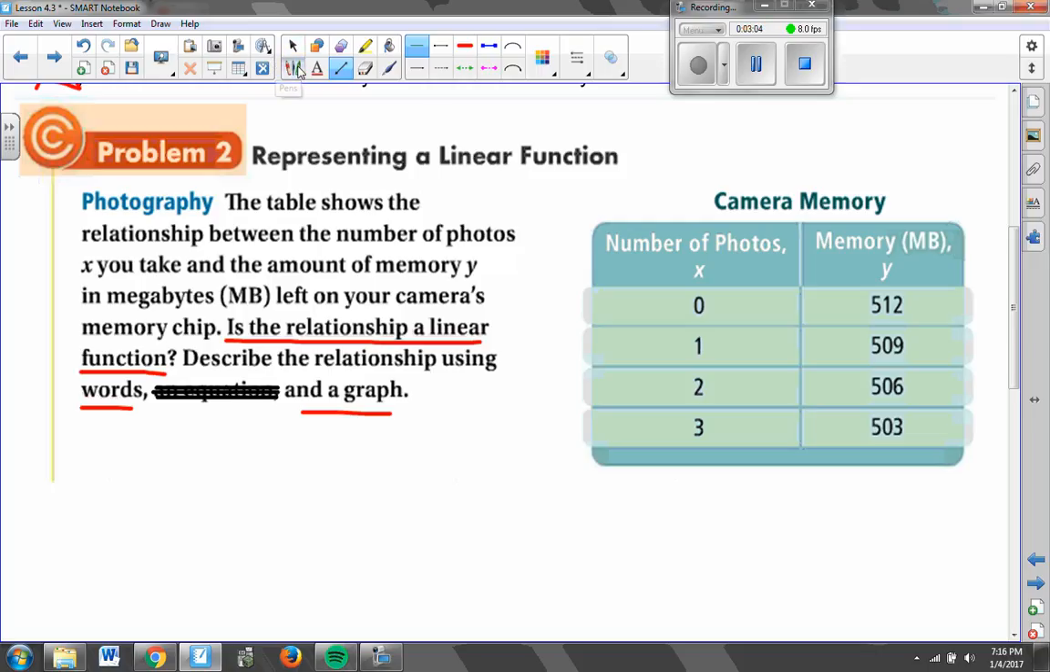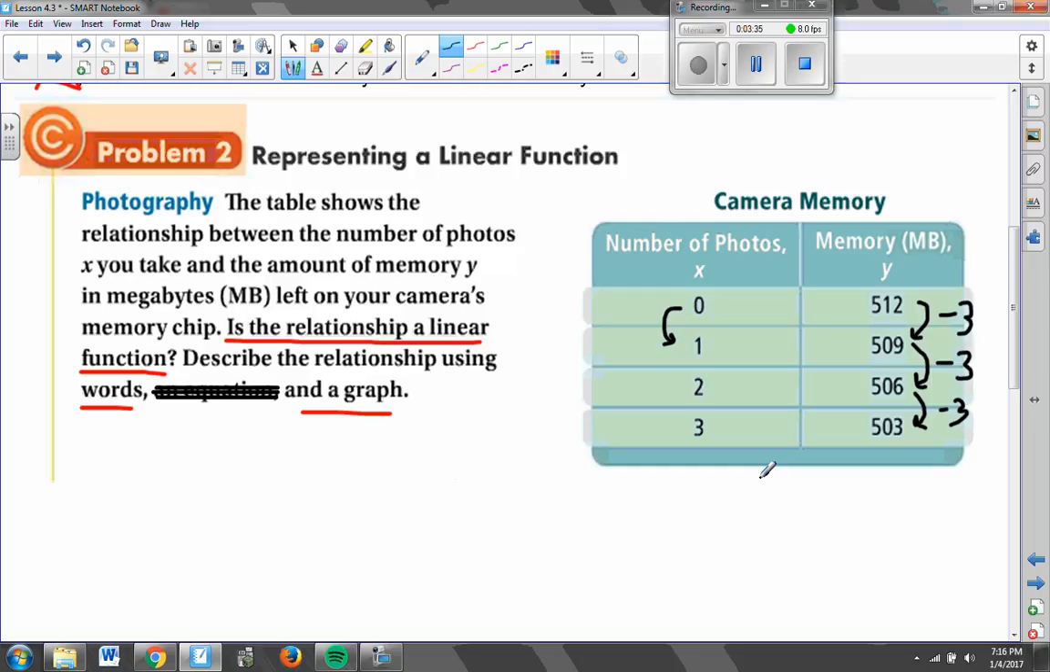So if we look at this table that they give us here, it's about photography, where we're taking some photos and we have an amount of memory on our memory card here. So what we have to look at is, as my photos go up by 1, what happens to the memory in my memory card? Well, 512 down to 509 is minus 3. And then the next time I take a picture, 509 to 506, I go minus 3. And then from 506 to 503, I go minus 3.